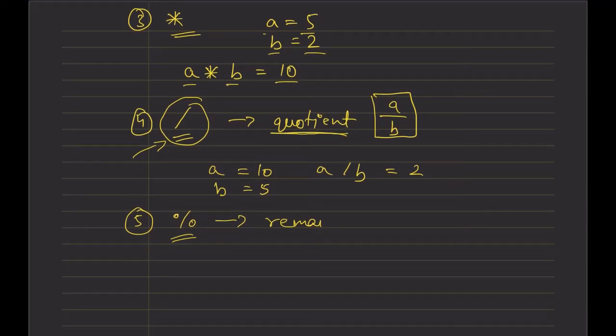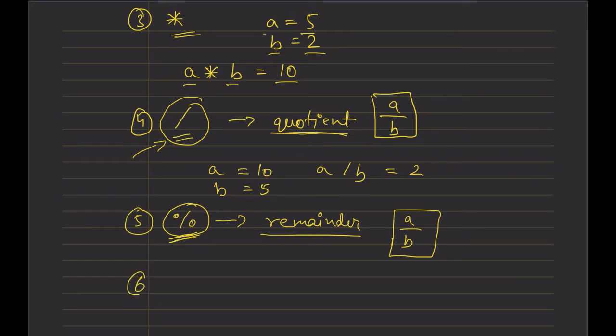Then you have an operator which I guess is new for all of you guys, something called the modulus operator, also symbolized by the percentage sign. This is very similar to the division operator, but in this case it returns not the quotient but the remainder. So if you divide a by b, whatever remainder you get will be the result provided by this specific operator.